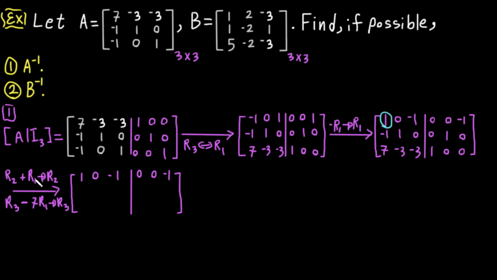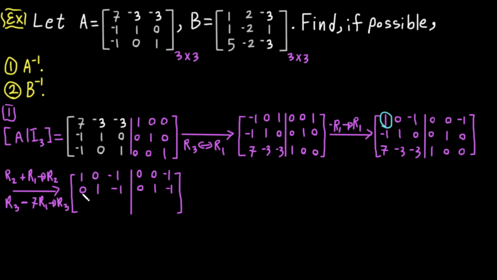Now row 2 plus row 1. So row 2: -1 plus 1, which is 0. 1 plus 0, which is 1. 0 plus -1, which is -1. 0 plus 0, which is 0. 1 plus 0, which is 1. 0 plus -1, which is -1.